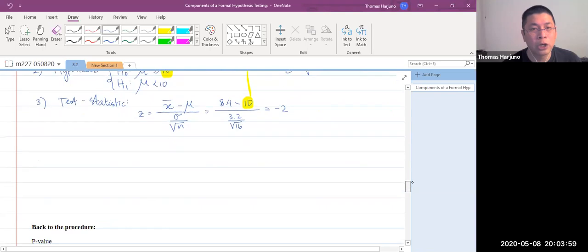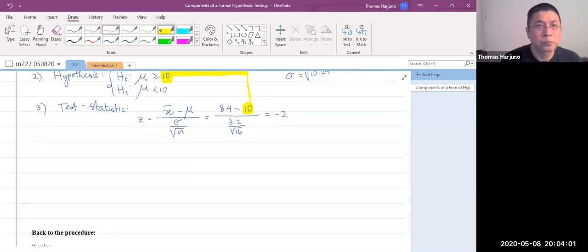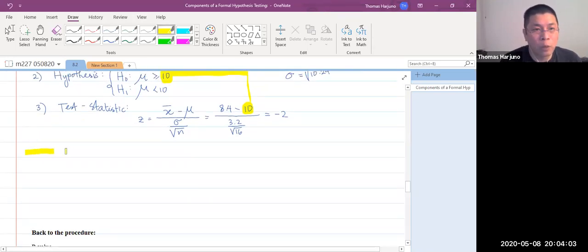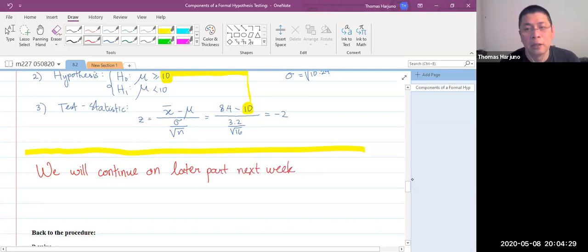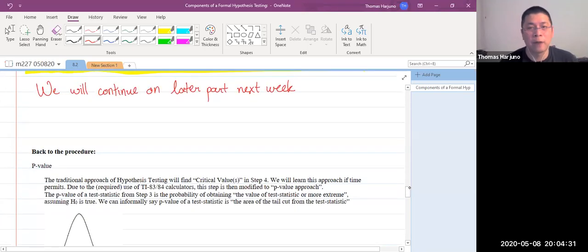Up to here, we learned step 1 to 3. Now, how about the rest? I will continue next week. We will continue on the later part next week. Basically, we will do step 4, step 5, and on.